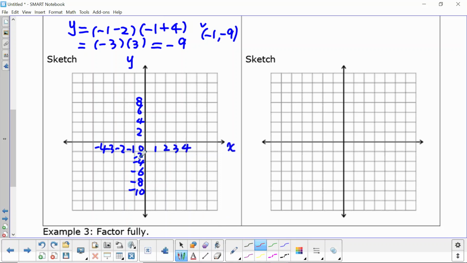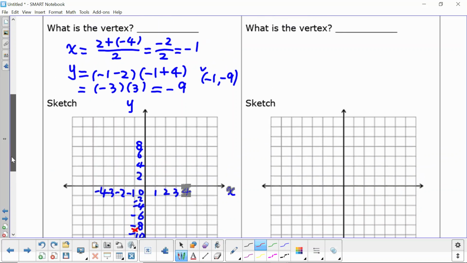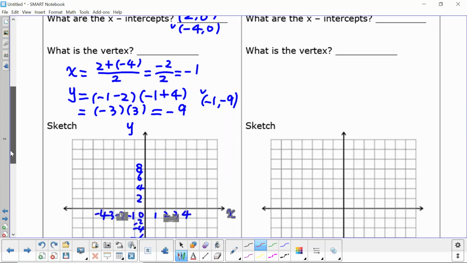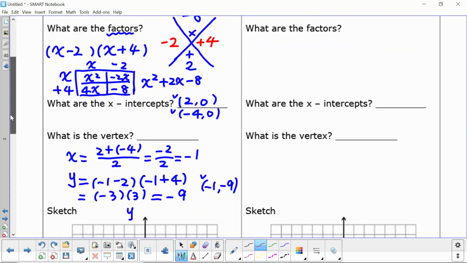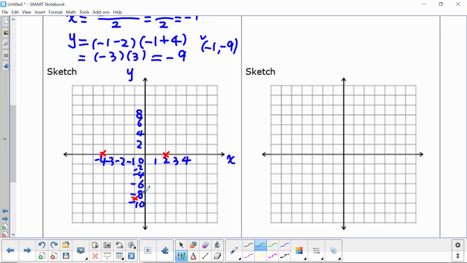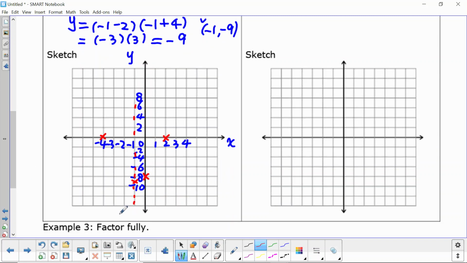Negative 1, negative 9. Then 2, negative 4. Positive 2, negative 4. Those are the two zeros. Then the y-intercept is 0, negative 8. Then the axis of symmetry, we are going to draw it because it will be easier if you draw it to see the point that is symmetric with the y-intercept.